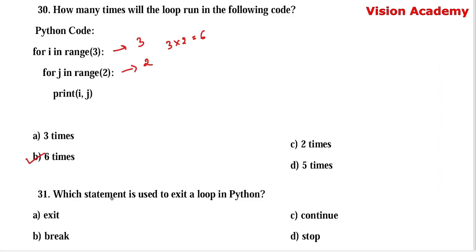Question number 31. Which statement is used to exit a loop in Python? Option A, exit. B, break. C, continue. D, stop. Here option B, break, is the right answer.